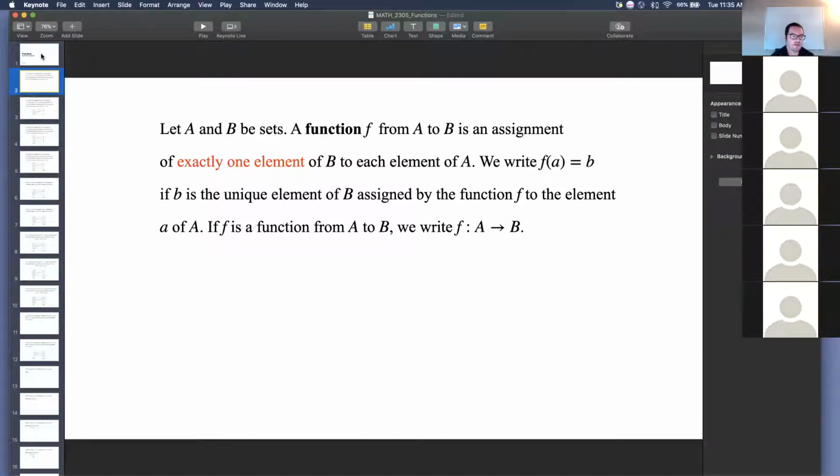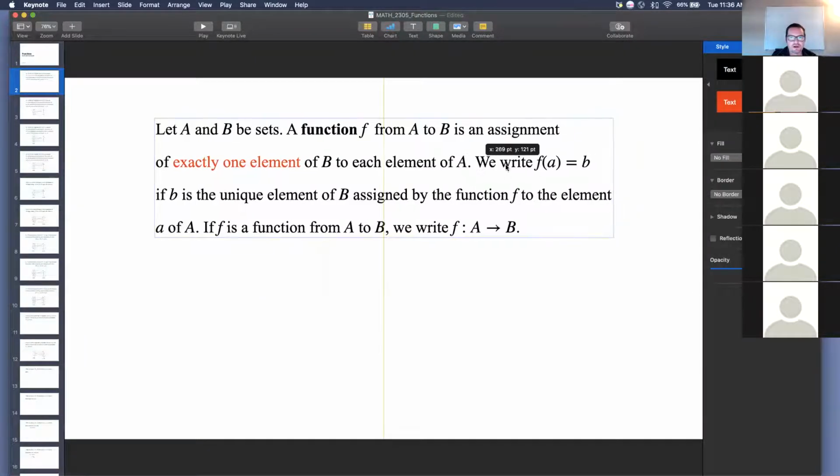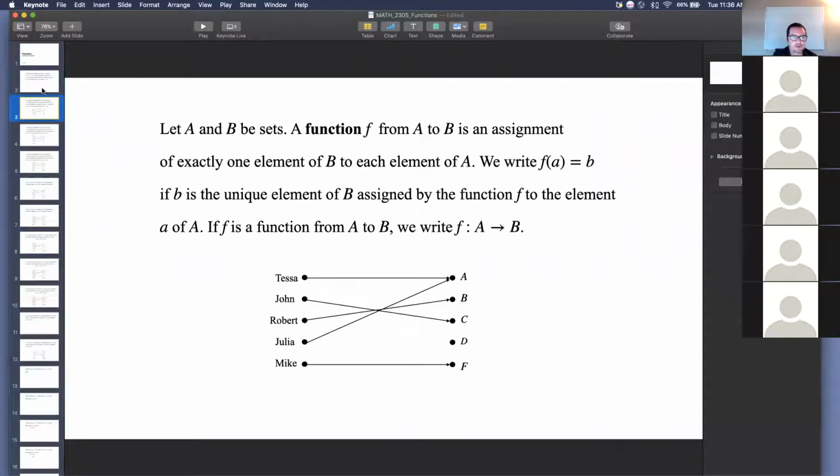A function f from A to B is an assignment of exactly one element of B to each element of A. So we use this notation here: f of a is equal to b if b is the unique element of B assigned by the function f to element a. And we also make use of this notation. This notation here is what you'll see in your upper level mathematics courses often, because it's in a general setting, right?